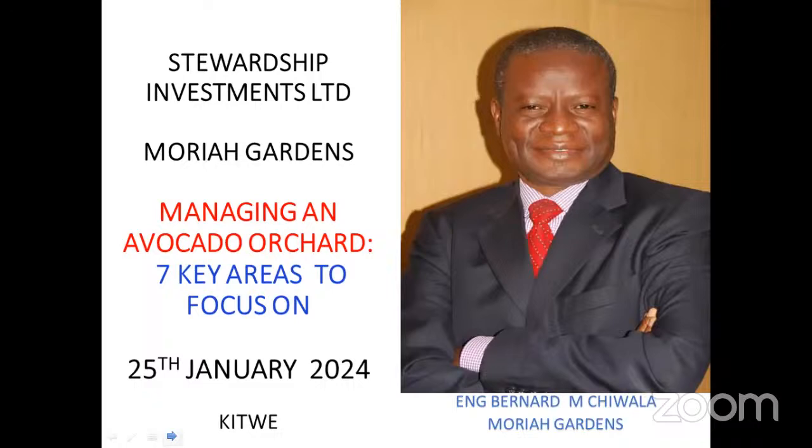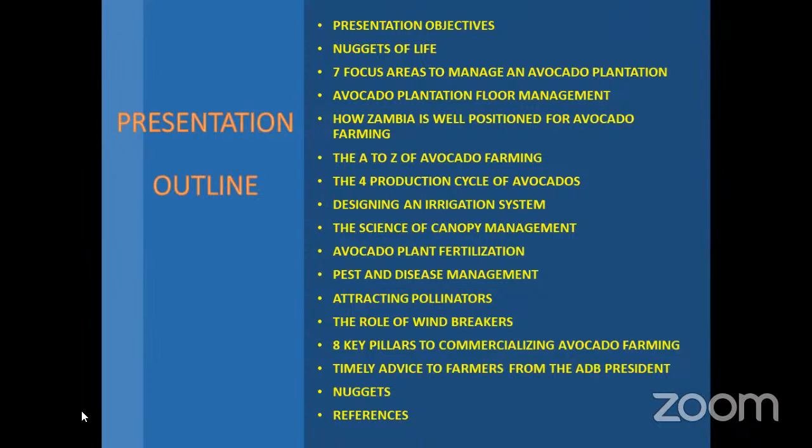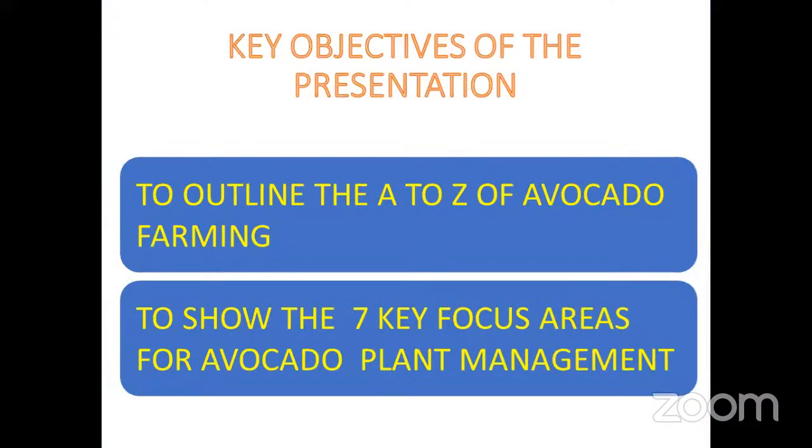We basically have two objectives this evening that we would like to fulfill. Number one is to outline the A to Z of avocado farming. And then number two, to show the 6 key areas we need to focus on to manage our plantation well.